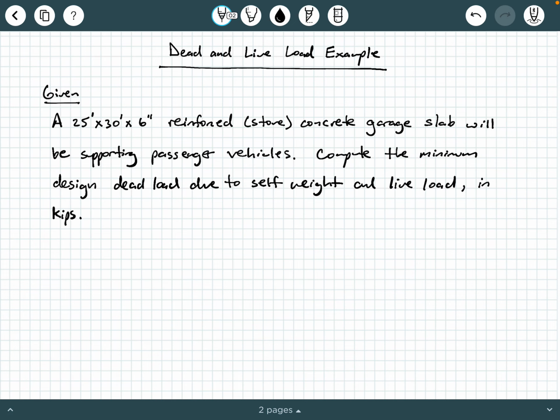Hey everybody, Dr. A here, and in this video we are going to be exploring an example where we are going to be doing some dead load and live load calculations. So let's take a look at the given information.